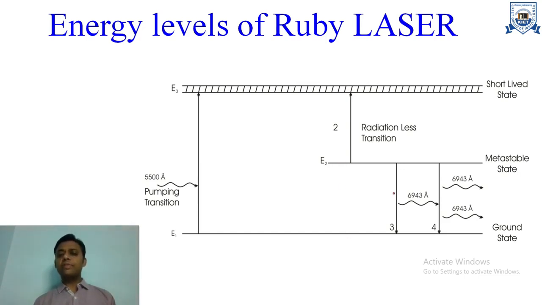Firstly, we will get a spontaneous transition of 6943 angstrom, and this photon comes again into the system and stimulates other chromium ions to come down to the lower state. Now we have 2 photons. These 2 photons repeat this process again and again, and finally we will get a collimated pulsed beam of ruby laser light of wavelength 6943 angstrom.